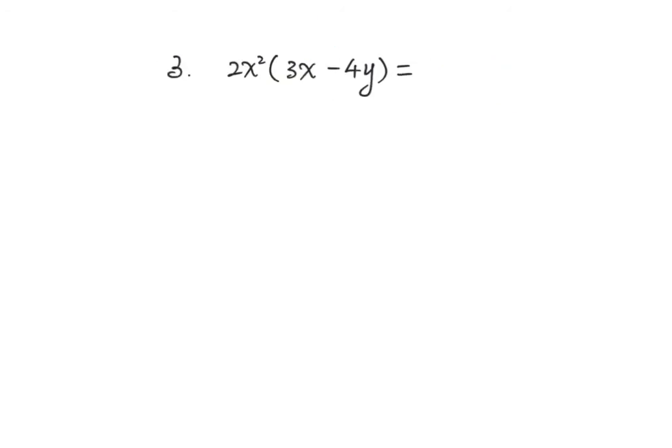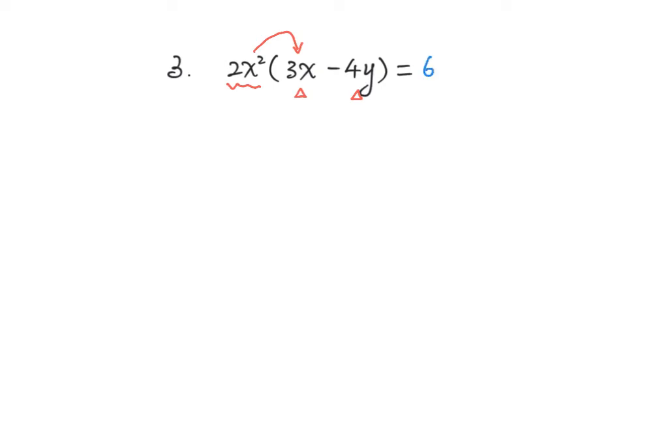The third example, outside the bracket we have a term 2x squared. Inside the bracket we have two terms: 3x, and the second term is negative 4y. So to remove the bracket, we also apply the rainbow method. 2x squared times 3x. So we need to times the numbers first. 2 times 3, which gives us 6.